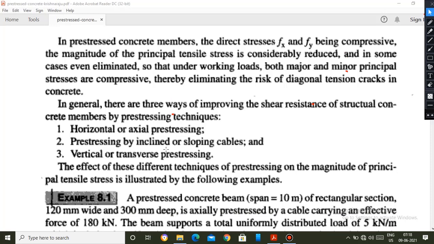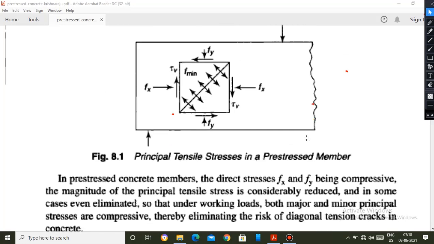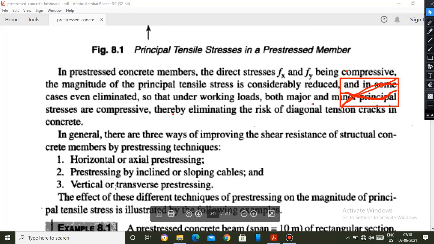Next, pre-stressing by inclined or sloping cables. For inclined or sloping, for example parabolic cables, we have already discussed. In this pre-stressed concrete beam, at the support we are not providing any slope, and at the center of the span we are providing the slope. By sloping or inclining the cables, the pre-stressing force will be more effective, and it will reduce the development of tangential cracks or diagonal tensions in the pre-stressed concrete member.